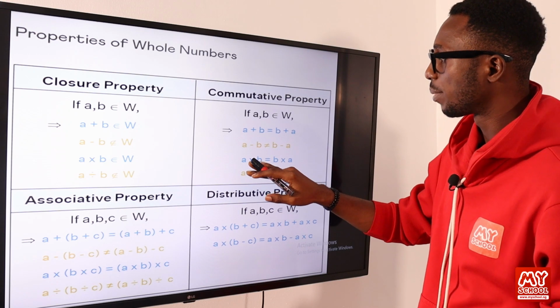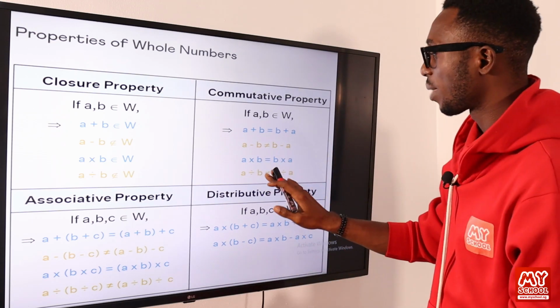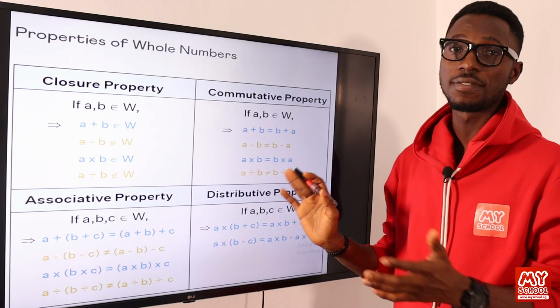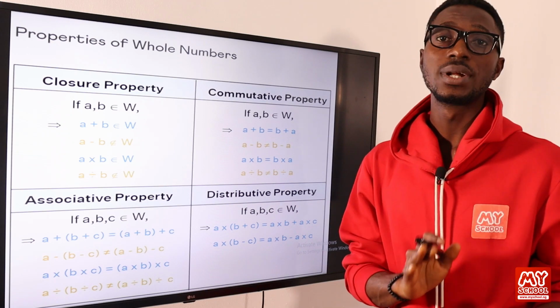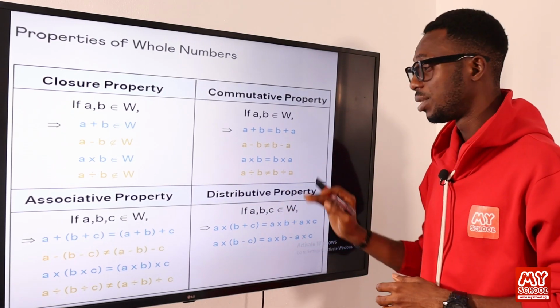Let's look at multiplication. 3 times 4 is the same thing as 4 times 3. You're still going to get 12. So let's look at this. 3 divided by 4 is not the same thing as 4 divided by 3. 3 divided by 4, that is 0.75. 4 divided by 3, that should give you 1.333 thereabouts.